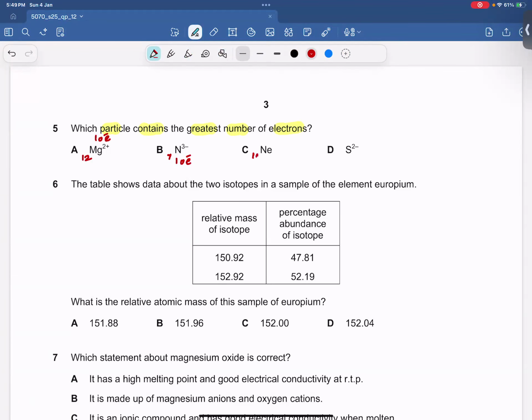Neon has an atomic number of 10. Neon is a noble gas. It will not exist as an ion, and so it has 10 electrons. Sulfur has an atomic number of 16. Because of the 2 negative charge, it will have 18 electrons. So the right answer is going to be D, because it has the greatest number of electrons. And obviously A, B, and C are incorrect because they contain the same number of electrons.